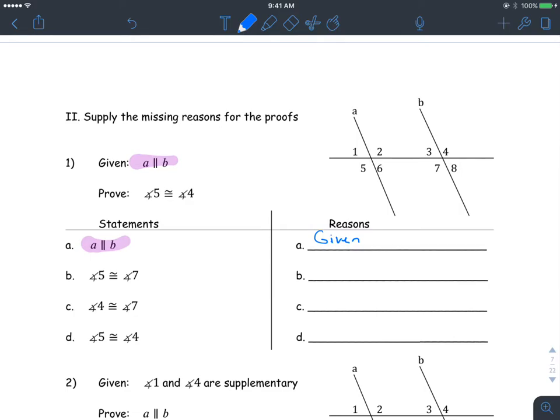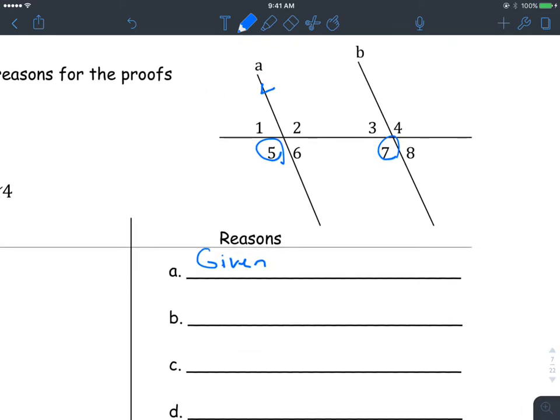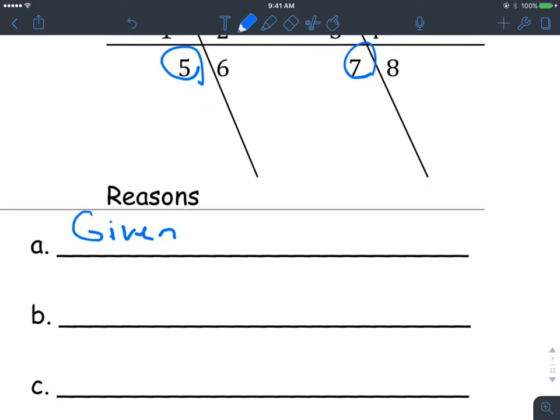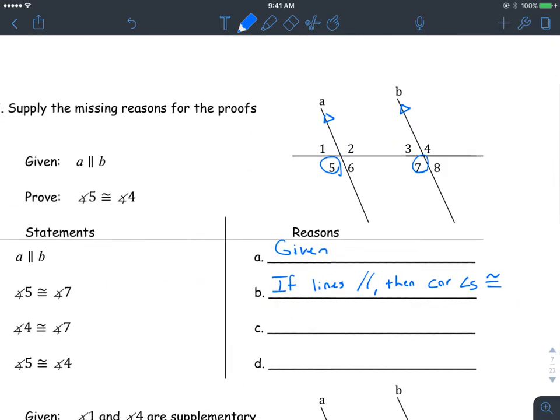Okay. Now we're going to say 5 is congruent to 7. All right, and since we know that those are corresponding angles and we have the parallel lines, we're going to say, or actually, I'm sorry, I'm writing this backwards. If the lines are parallel, then corresponding angles are going to be congruent. All right, so that is your corresponding angles theorem right there.